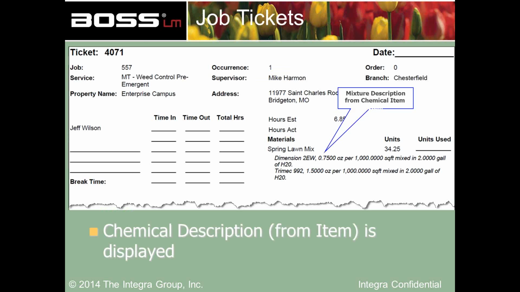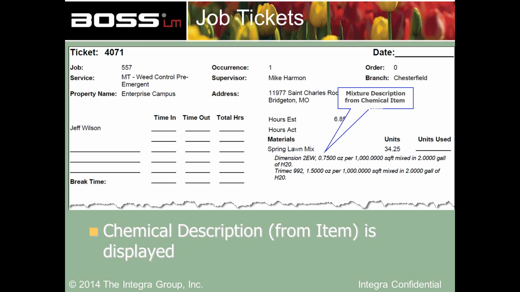As I mentioned before, the description that's set up in the item does appear on the job ticket, and that's what we see here. We see the description that came from the item. It describes the spring lawn mix. It tells us how much we need, in this example, 34¼ gallons. But it also tells us how to mix that spring lawn mix.